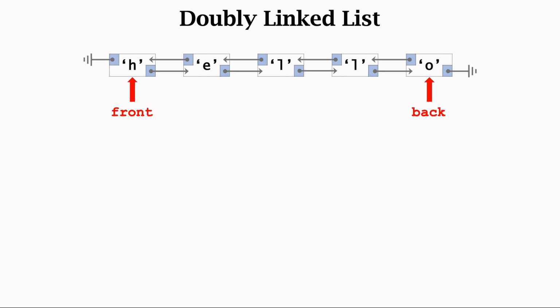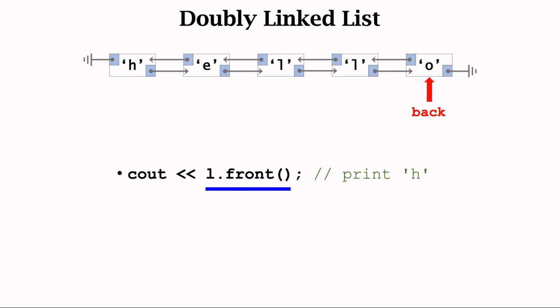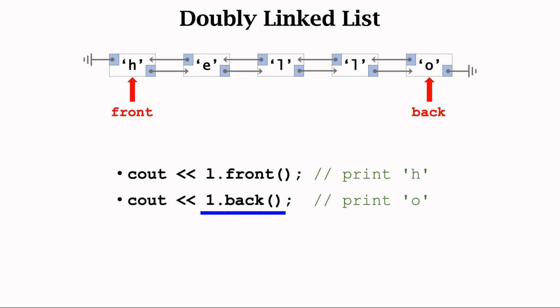The linked list has 2 pointers. One points to the front and the other points to the end. Getting the front and the end elements is fast. Only constant time is needed. L.front returns the data in the front node, that is, the character H. L.back returns the data in the back node, that is, the character O. In contrast, accessing elements in the middle can be slow. We have to use an iterator that moves from the front or back towards the middle.